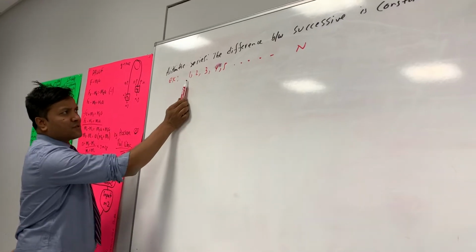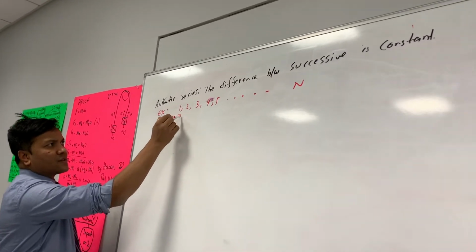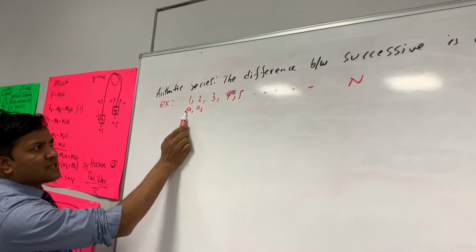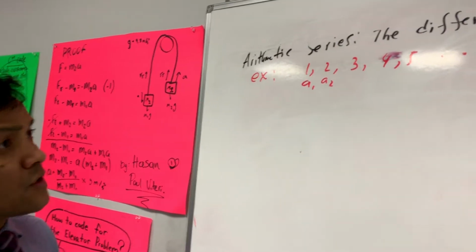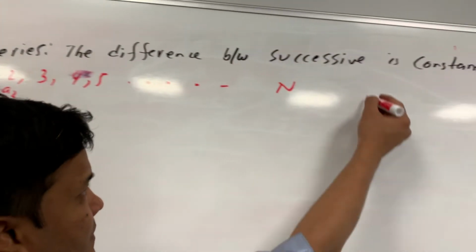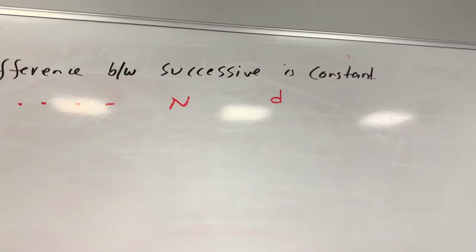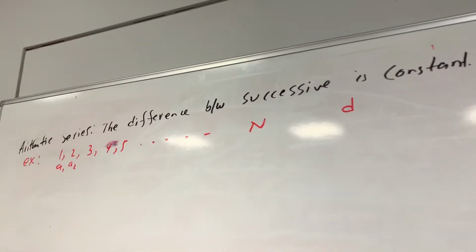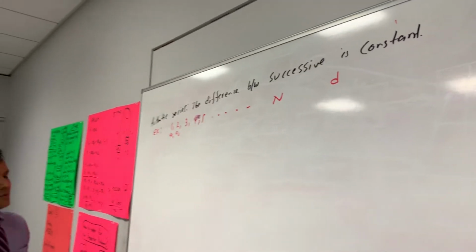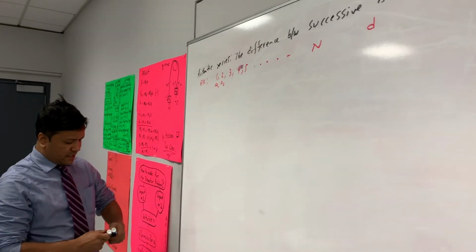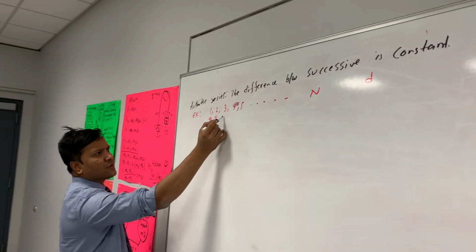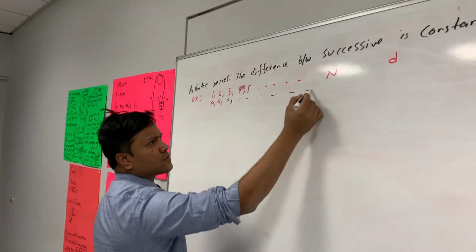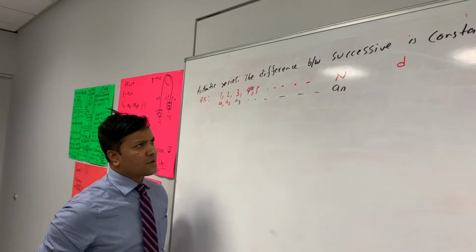So this is A1, this is A2. The difference between each successive term is a constant. We're gonna call it D, and then we're gonna derive a formula for this one. All right. So how can we derive a formula? We're gonna write An is equal to, so this is A1, A2, A3, all the way to An.